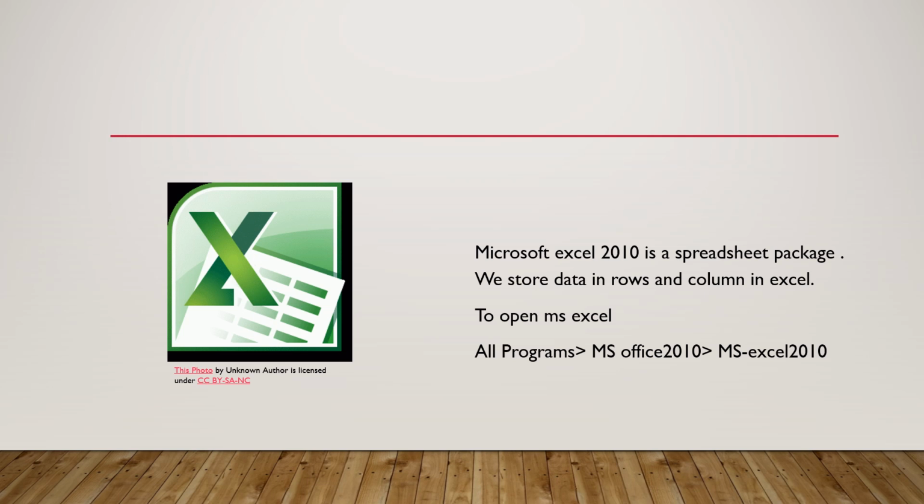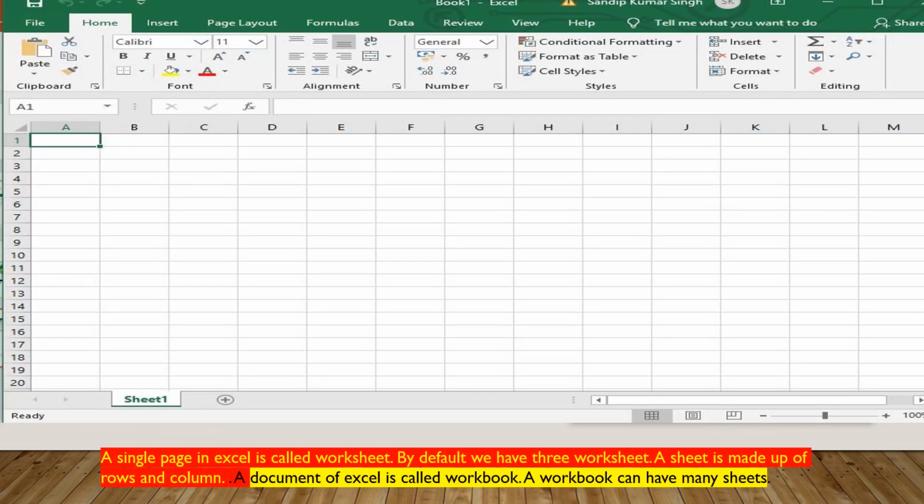To open Microsoft Excel, we go to All Programs, then Microsoft Office 2010, then Microsoft Excel 2010. Here we see a page. This is how the page looks when you open MS Excel. At the top it is written Book 1 Excel. A single page of Excel is called worksheet. By default, we have 3 worksheets. It is shown at the bottom where you can see it is written sheet 1. A whole document in Excel is called workbook, and a workbook can have many sheets.